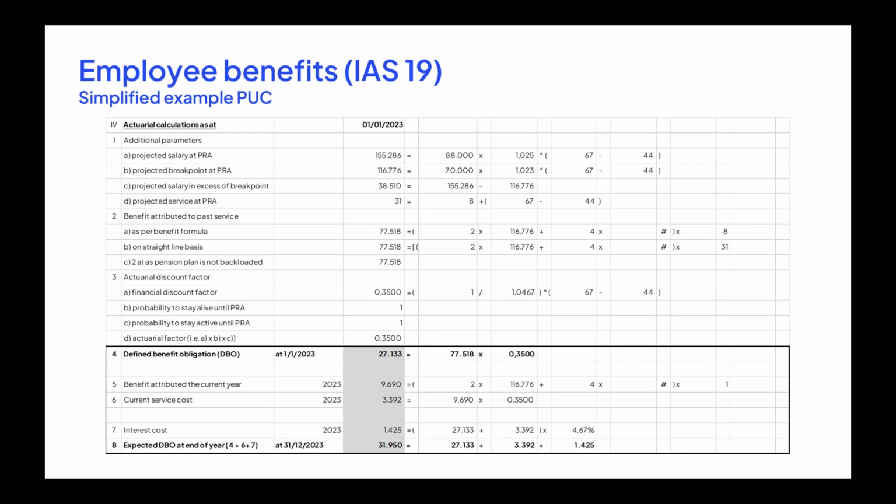So simple. The total of the 27 plus the service cost plus the interest cost will give me the expected defined benefit obligation at the end of the year. There's no asset, so this will be recognized as a liability, 31,950.